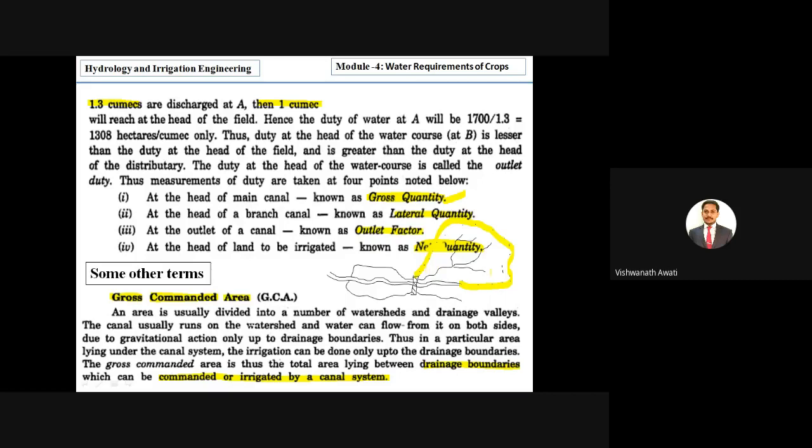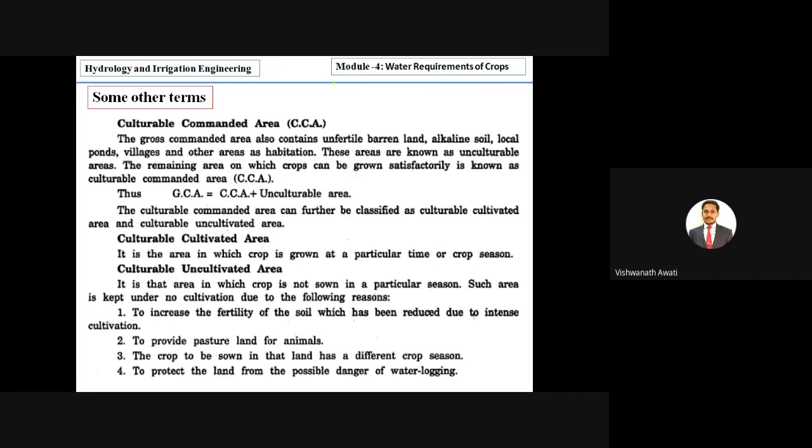I'll repeat, the gross commanded area is the total area lying between drainage boundaries which can be commanded or irrigated by the canal system. The area can be irrigated means there is a possibility of water being supplied by gravity flow. Use or unused depends on the necessity, but that area can be served by that canal. Then we'll go for related terms.